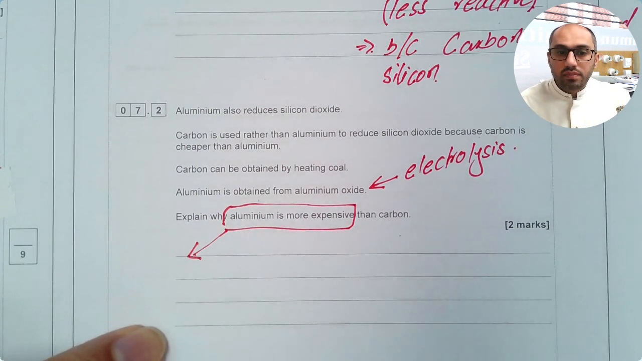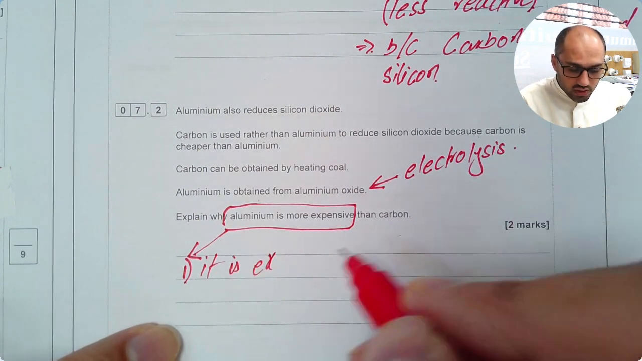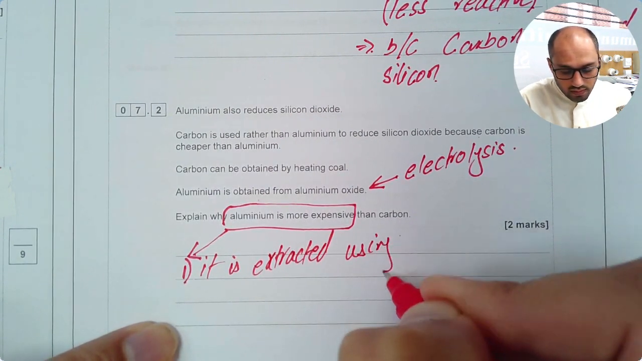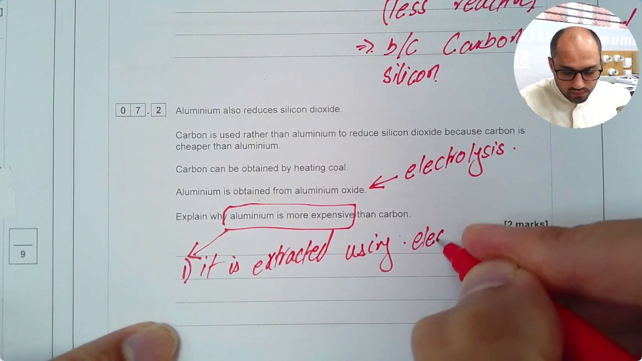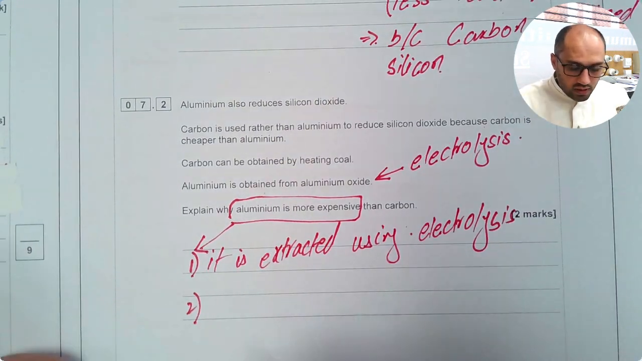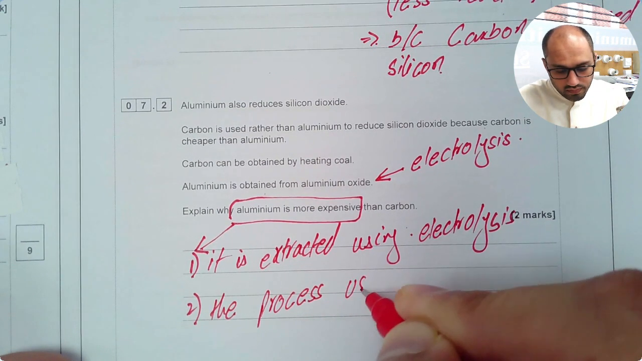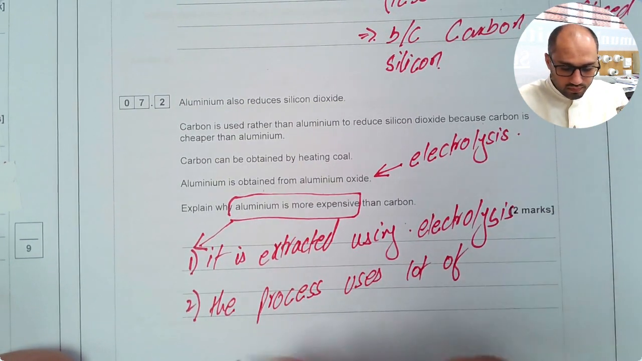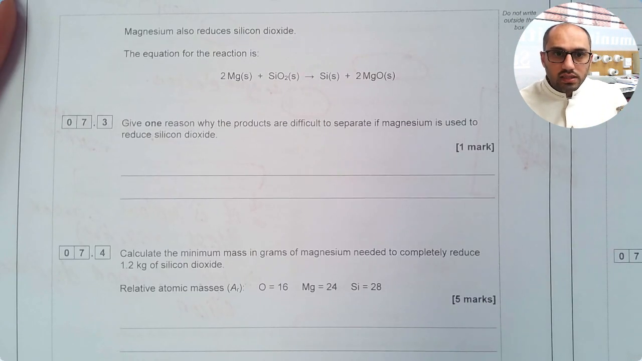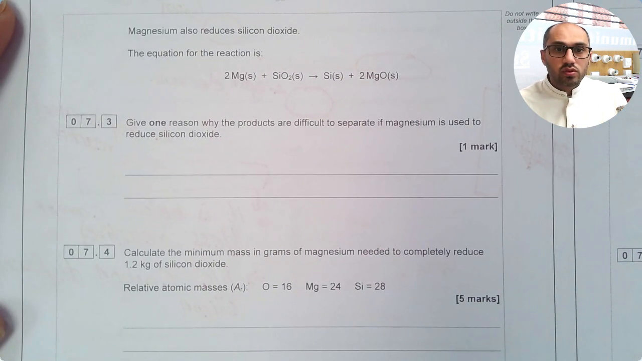So it is more expensive because number one, it is extracted using electrolysis. Number two, the process uses a lot of energy. And that's why it is expensive. Next part says magnesium also reduces silicon dioxide. So again, they're telling us even magnesium is more reactive than silicon.